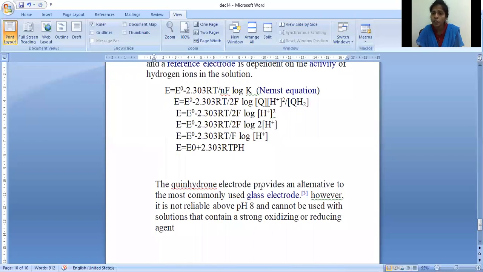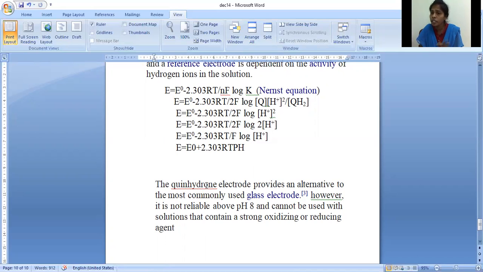So the quinhydrone electrode provides an alternative to the most commonly used glass electrode. Yes, we have one more topic that I will explain in the next class. I told you about the glass electrode. So the glass electrode is the alternative electrode to the quinhydrone electrode. However, the quinhydrone electrode is not reliable above pH 8. The characteristics of the glass electrode and the quinhydrone electrode are the same. Both are used to find the pH value. But the quinhydrone electrode is used to find the pH value only up to 8. But we have up to 14 pH values.